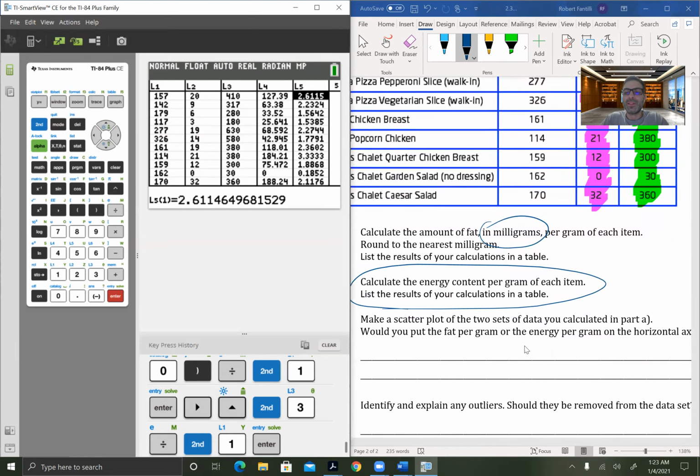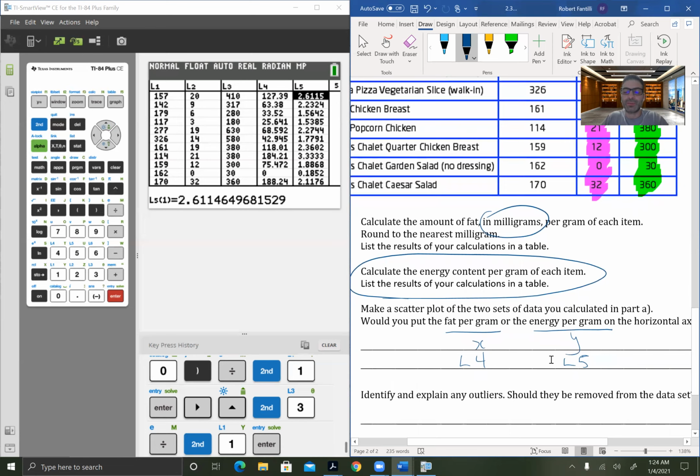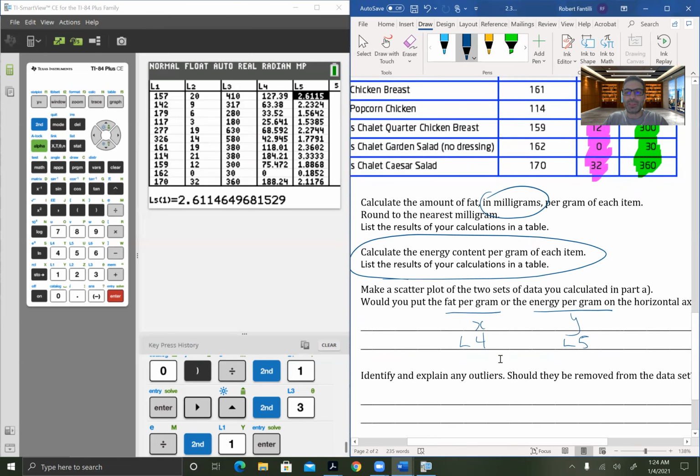Well, does the energy tell you how much fat there is, or does the energy depend on how much fat there is? It's actually the second one. The amount of energy you're going to get from something depends on what the fat content is. Remember, the Y-axis is energy per gram, and fat per gram is going to be the X-axis. Fat per gram in milligrams was list 4, and the energy per gram is list 5, because the energy depends on how much the fat content is, the fat per gram.